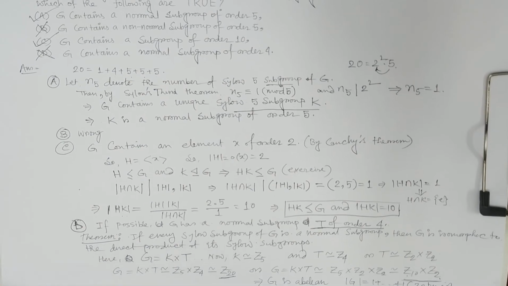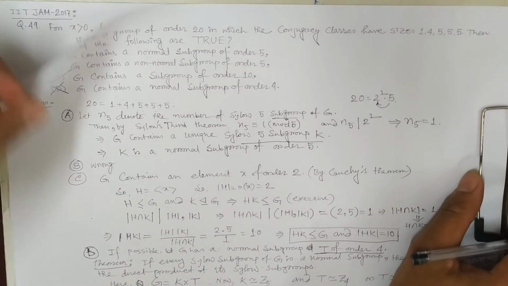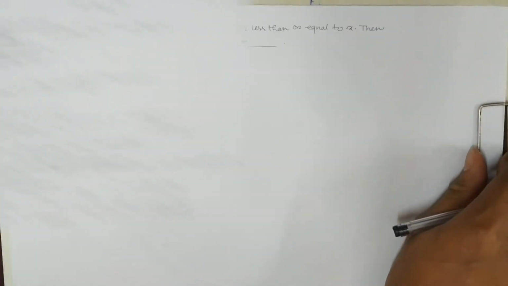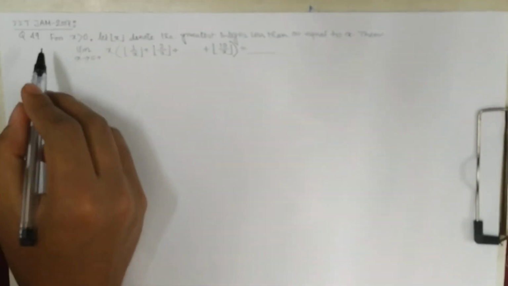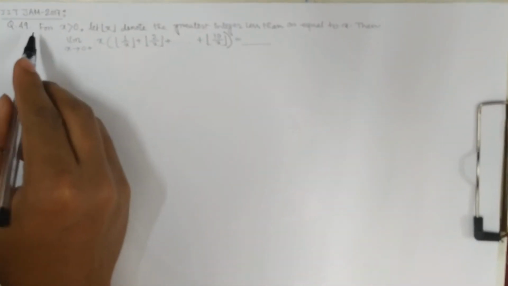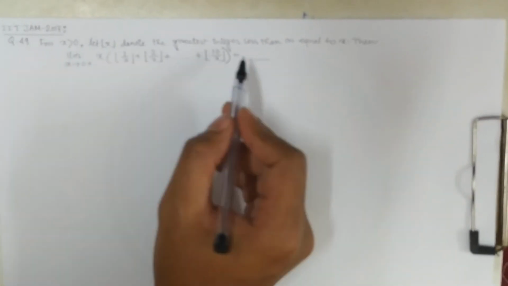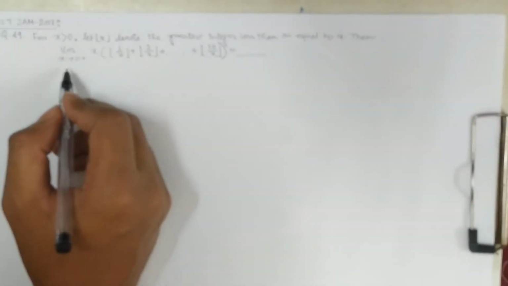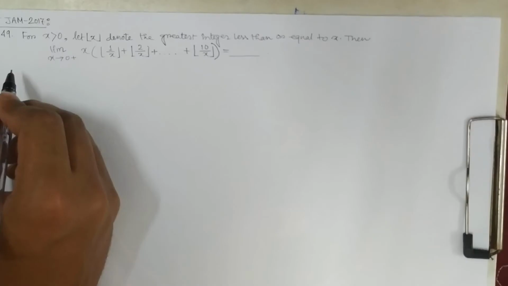Okay, so here we next move to our next question, which was also asked in IIT JAM 2017. The question is as follows: for x greater than 0, we are given the box function, or greatest integer function. We are asked to find the limit of this as x goes to 0.